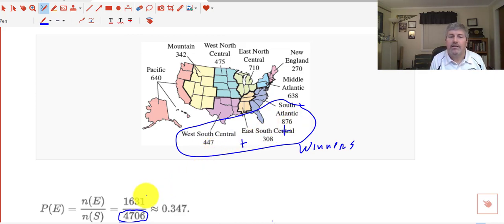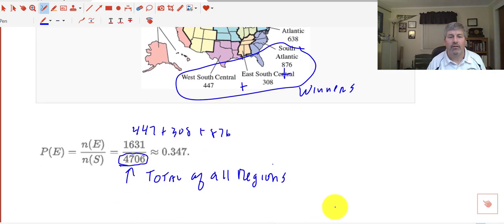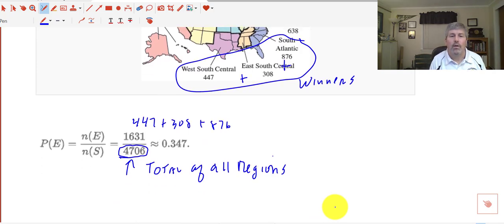So there are 1,631 possible winners: the 447 plus the 308 plus the 876. Any one of those would be a winner. So our probability is 1631 divided by 4,706, or 0.347.